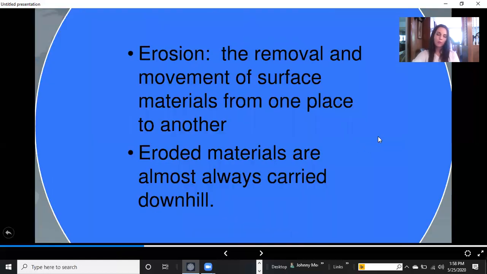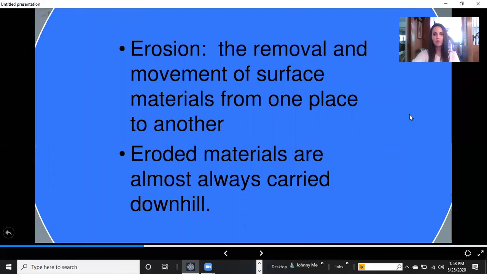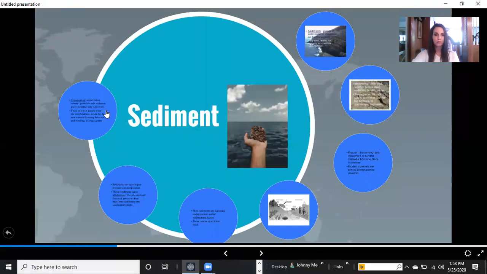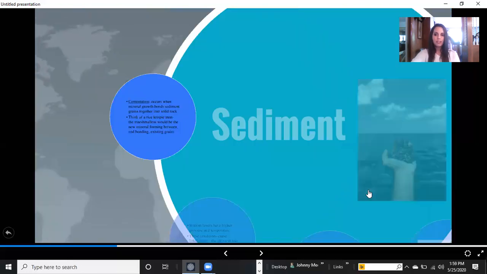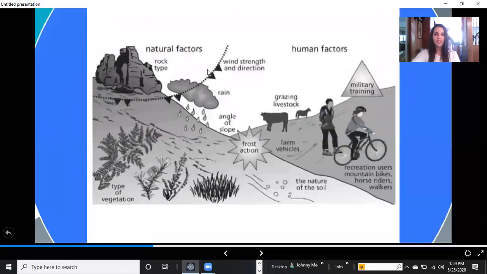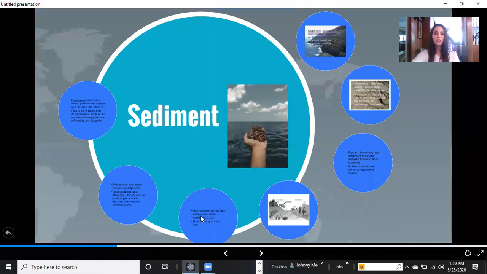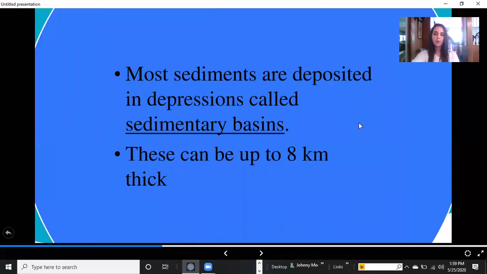Erosion. We've talked about erosion before in class. It's the removal and movement of surface materials from one place to another, and eroded materials are almost always carried downhill every time. All right, so here's erosion. Here are some natural factors: wind strength and direction, rain, angle, slope, frost action. You can see just all these different ways that we can have erosion. So most sediments are deposited in depressions called sedimentary basins, and these can be up to 8 kilometers thick, so pretty thick.